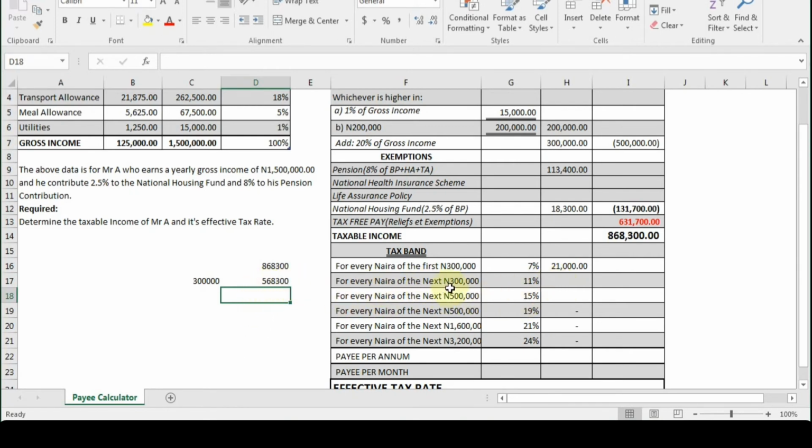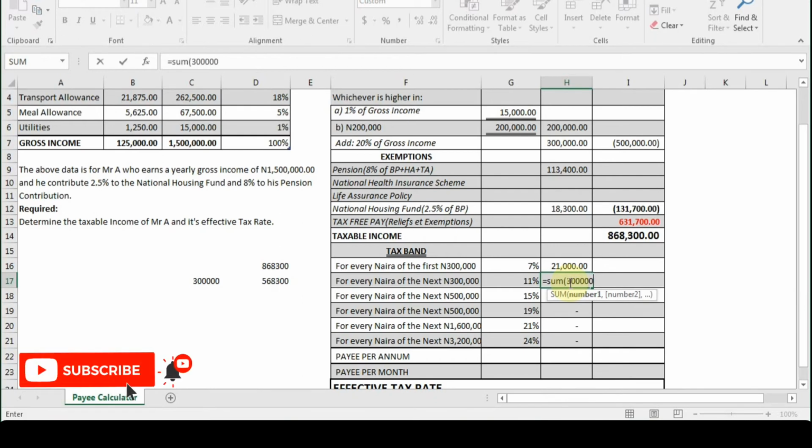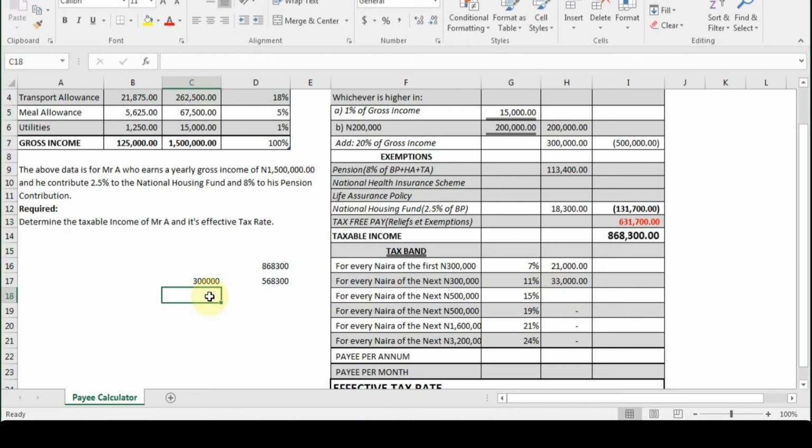We can still conveniently deduct 300,000 from this value. So we still come here and say equal to SUM, open bracket, and multiply by 11%, that is 11 divided by 100, and we input 300,000. If you drag this down, we still have 268,300, and it's not up to this 500,000.